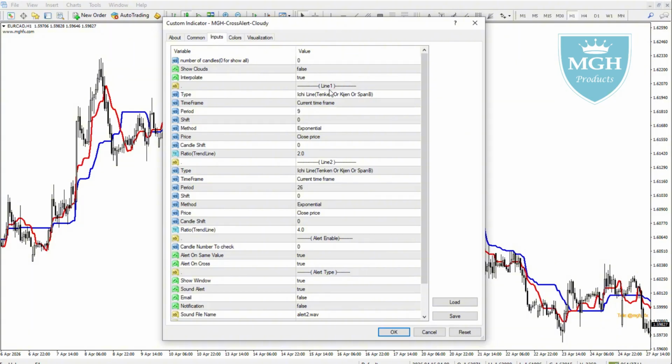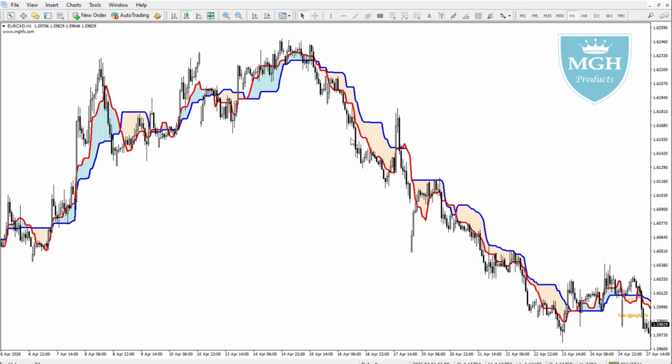In the second scenario, we have the same setting as before, Tenkan period 9 and Kijun period 26, but this time we turn show clouds to true. Now look at the chart. The colored cloud appears between the two lines. When the blue line is above the red, the cloud is light blue. When the red line crosses above the blue, the cloud turns beige. This gives you an instant visual of which line is dominant, and the alert fires exactly when the cloud changes color, which is the crossover moment.